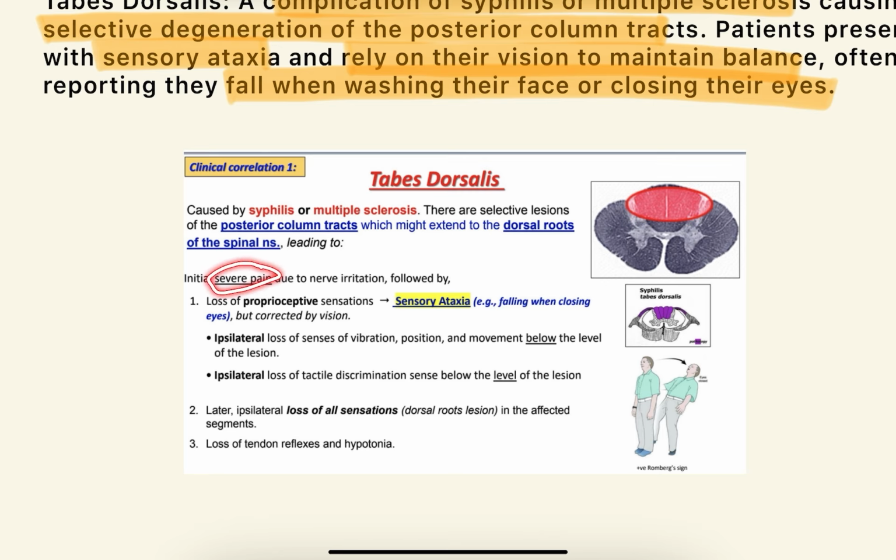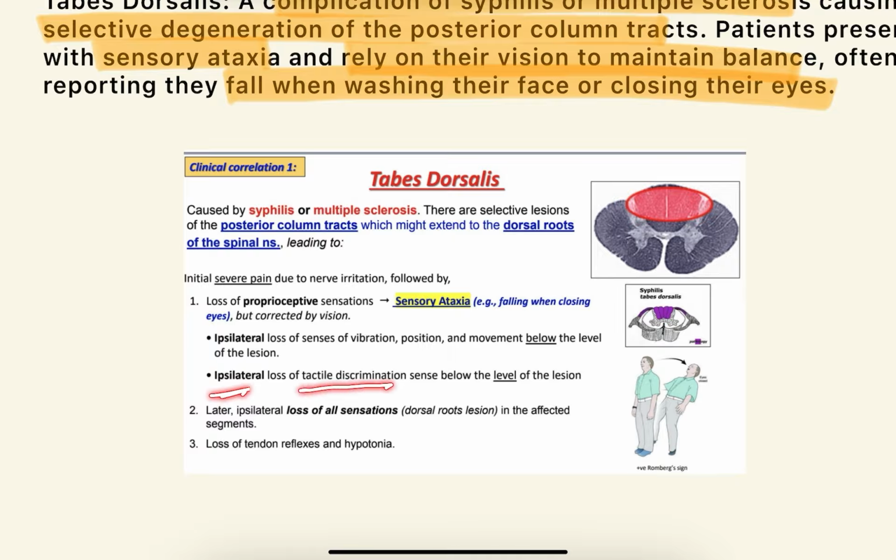Initially, severe pain because of the nerve irritation. This is the first thing, initially. So they will have loss of proprioception sensation. We call this sensory ataxia, which is falling with their eyes closed. They also will present with what? Ipsilateral, so the same side, loss of vibration, position, and movement below the lesion.